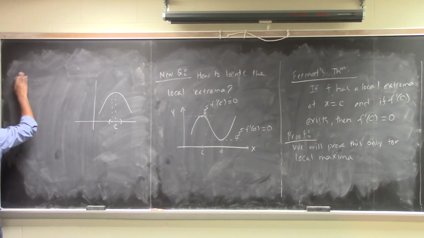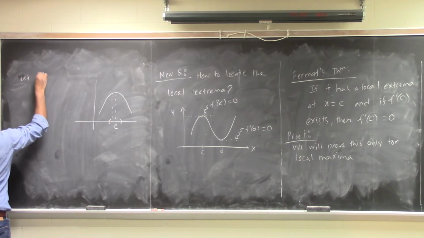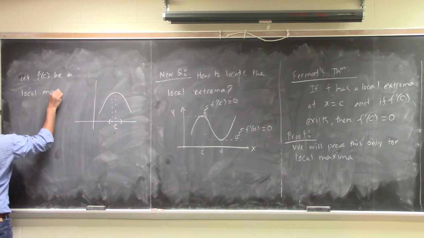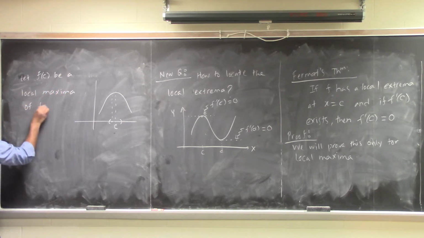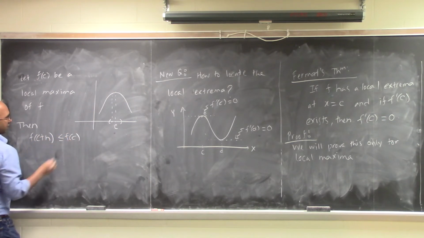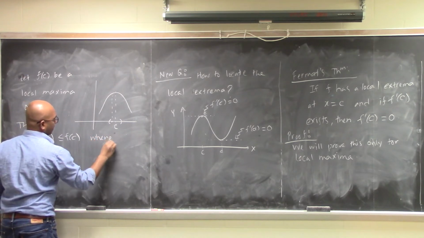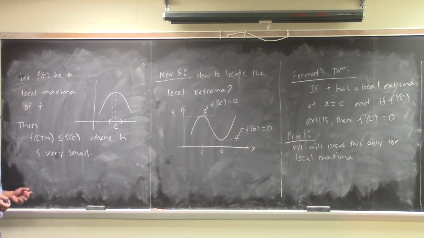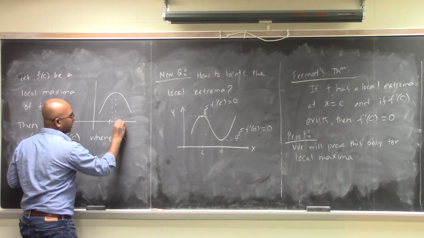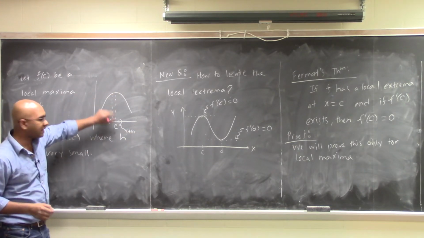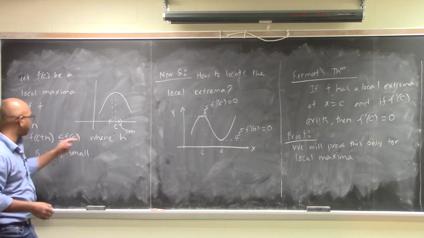Suppose f of c is a local maxima of f. Then f of c plus h is less than or equal to f of c whenever h is very small. What I mean by that is, suppose h is a positive number. Then this is c plus h. But since f of c is a local max, f of c plus h is definitely going to be less than f of c, or equal.